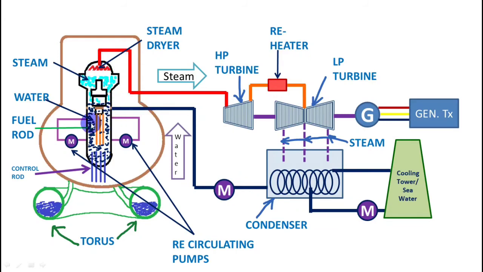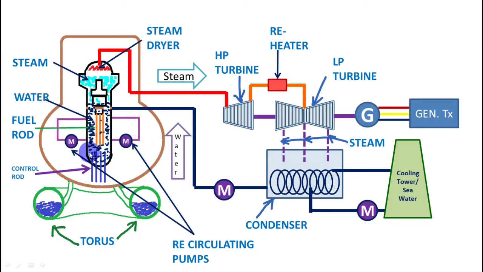There are two recirculating circuits. These are recirculating pumps. Recirculation pumps are VFD driven jet pumps, and they sweep the void away from the reactor core. So more thermal neutrons are produced and the efficiency is increased.